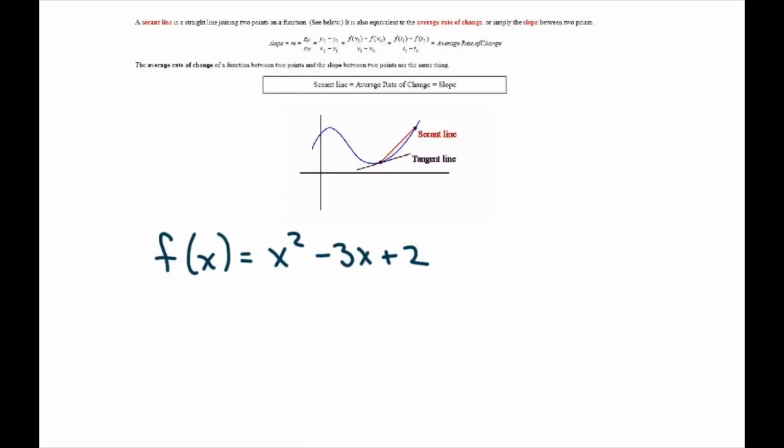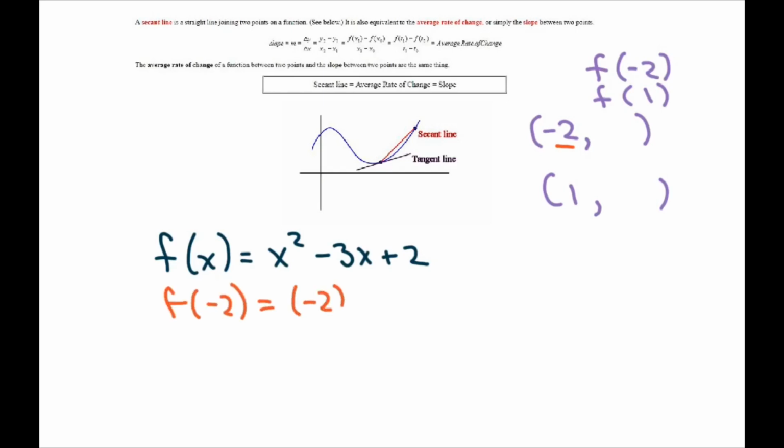So here's our equation. And remember, the secant line is just the average rate of change, which equals the slope. So what we want to do is find -2 in our y, which is f of -2, and we want to find 1, which is f of 1 for our y. So let's do that. Let's plug in -2.